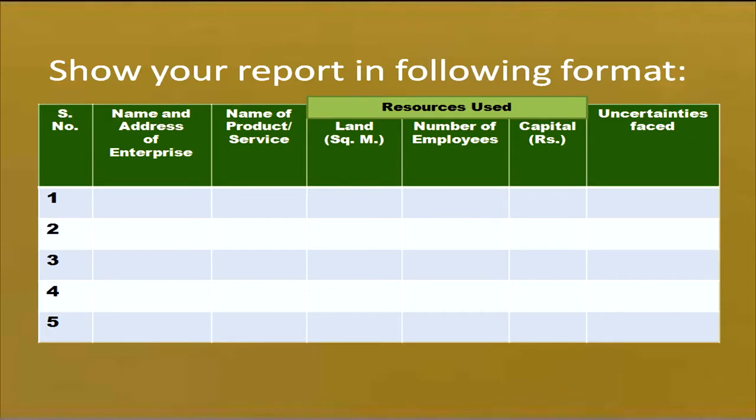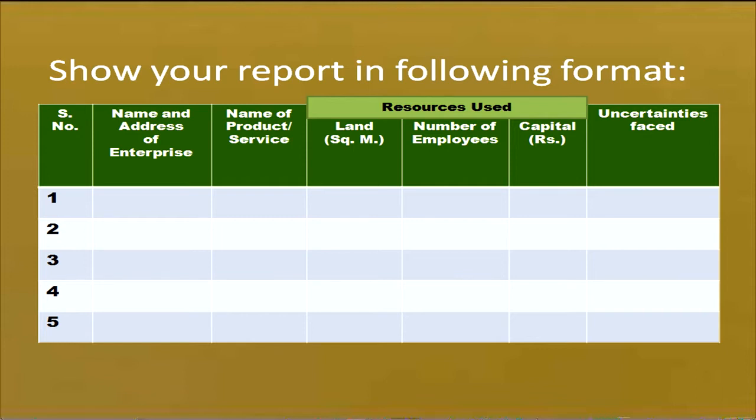So, example, name of the product that you have seen, butter, sugar, cement, etc. And service from any professional, doctors, lawyers, engineers, chartered accountant, etc. And how much land area you have to assess it. Then number of employees, if anyone is assisted by the professional, that also you can write. And capital invested by the business unit will be more. In the business also, manufacturing concern require more capital and trading concern require less capital.